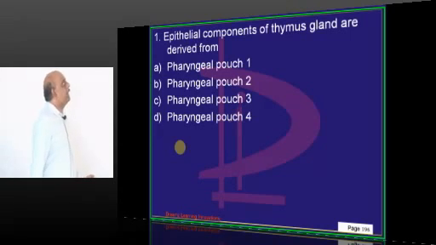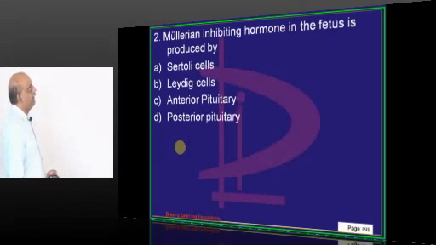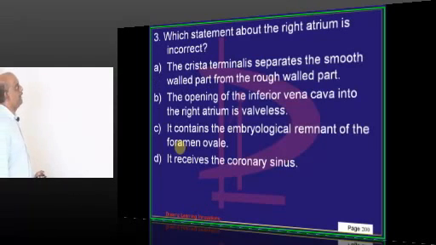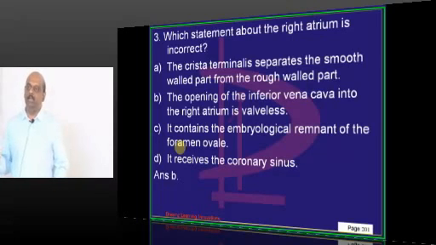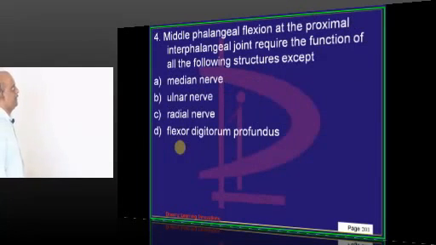Now, the epithelial component of the thymus gland, from where does it develop, doc? It typically comes from pharyngeal pouch 3. Mullerian inhibiting hormone is produced by the Sertoli cells. And in the right atrium, wherever the vena cava is entering, there is a rudimentary valve which is present.